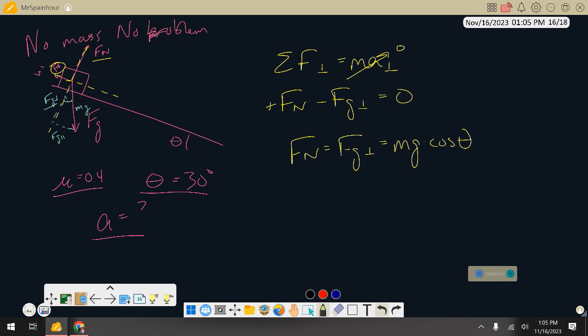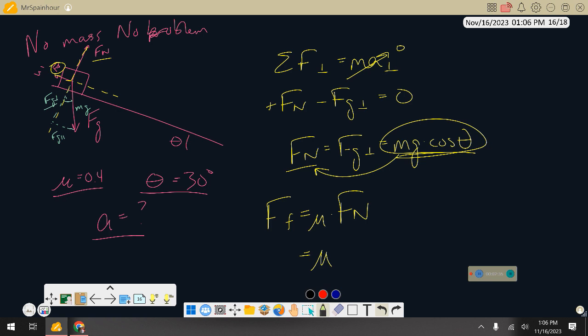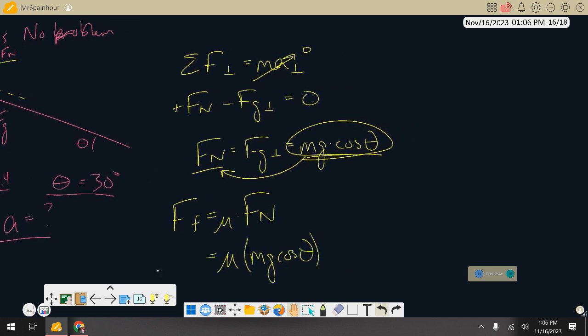And this is where we would usually plug in numbers, but since we don't have mass, this is not exactly possible. What would we do with this number, with this force normal? If we had it, we would calculate force friction with mu times force normal. So I'm going to do the same thing, except rather than a number, I'm going to plug this in for force normal. So there comes mg cosine of theta. And again, we would get a number here, but we don't have a number here. So let's do what we would normally do with force friction.